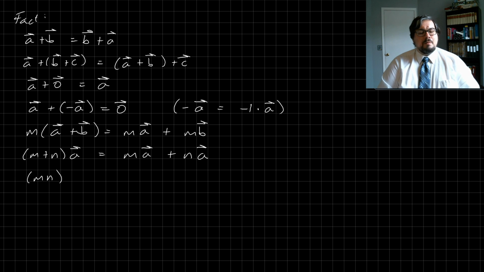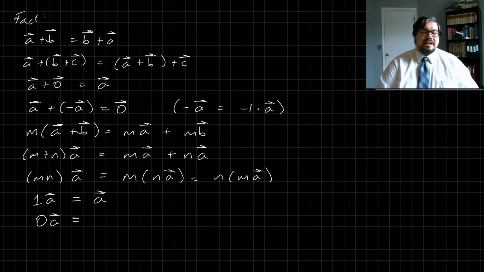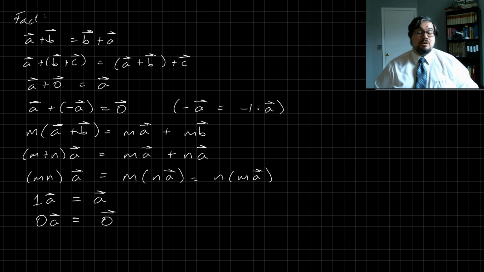If I have a product of scalars, m times n, multiplied by a, that's the same as grouping things this way, doing the scalar multiplication of n first and then the scalar multiplication of m, but it's also the same if I take the scalar multiplication in the other order. So this is sort of an associativity of scalar multiplication. If I take the scalar multiple 1 times a, that just gives me a back. And if I take the scalar multiple of a vector with the number 0, I get the 0 vector back. So all of these facts should hopefully be fairly intuitive. They're really just duplicating the facts that we know about the real numbers.